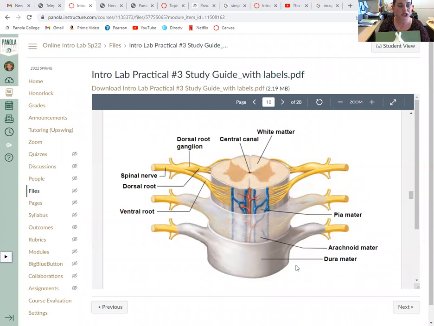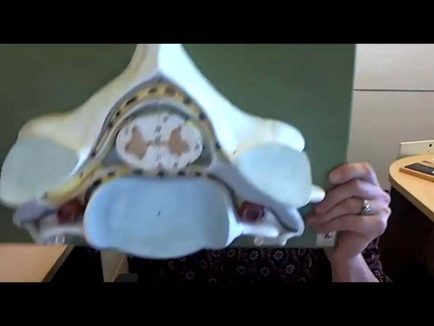Okay, so this image here is showing our meninges. Again, the outer meninges is the dura mater. The middle meninges that looks like a spider web is arachnoid mater. Arachnoid refers to spider, so it looks like a spider web. And the soft inner layer is going to be the pia mater. Okay, so I'm going to stop sharing that and we're going to go back to the model.